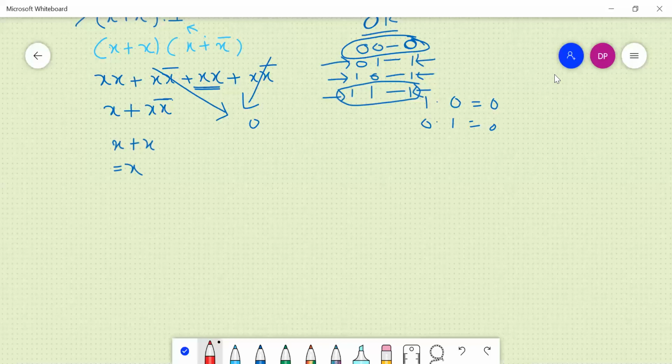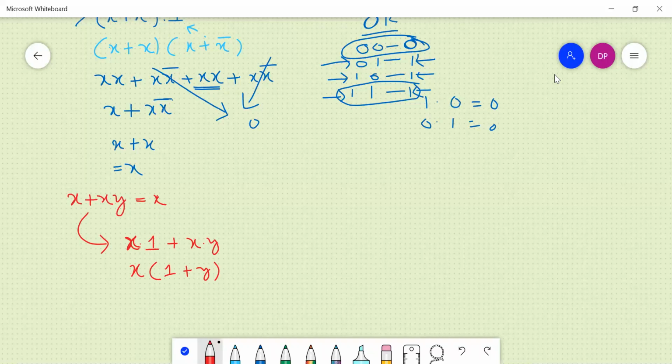So let's solve this one. x plus x or with xy, the answer should be x. So how to solve this? x or with xy, this statement can be written as x and with 1, plus x and with y. If you take x common, what are you left with? 1 plus or y, 1 or with y. So this is an OR gate.